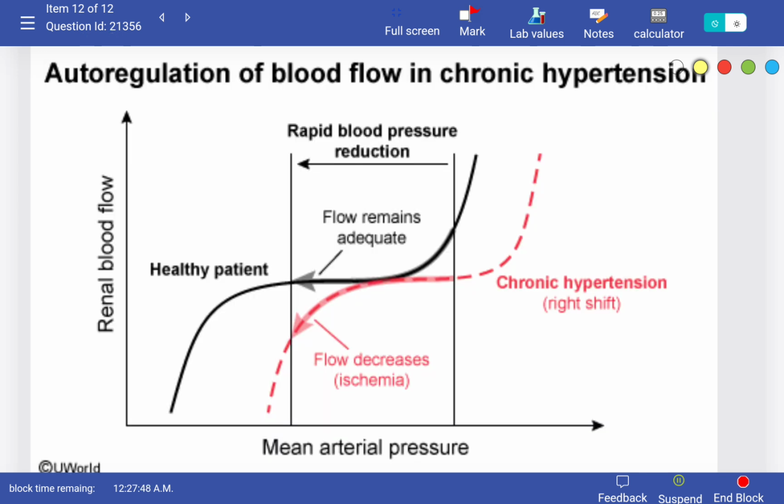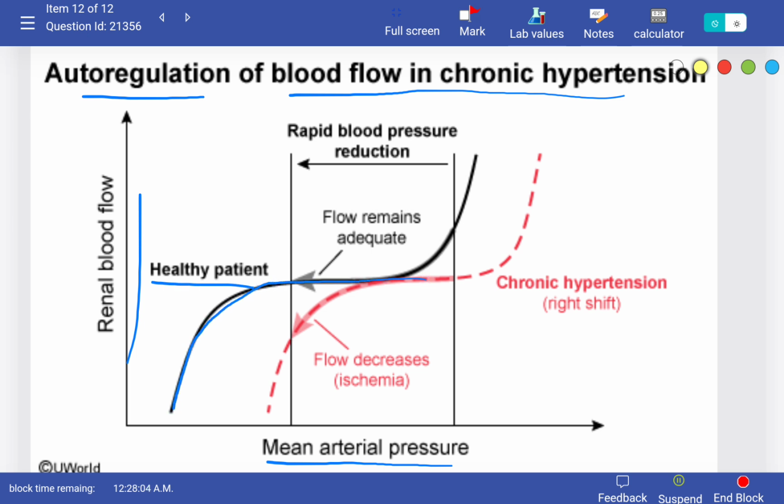If we look at the autoregulation of blood flow in chronic hypertension, let's say on this side we have renal blood flow and over here we have mean arterial pressure. In a healthy patient, the curve would be just like that. The BP and the perfusion would be normal. Over here the blood flow is normal, and the mean BP will also be normal. But in chronic hypertension, this curve would be shifted toward the right side.